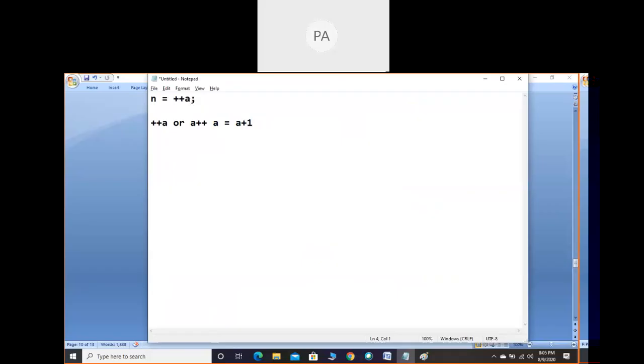Now again we will consider this n = ++a. Okay, so now I will explain in detail. See, now we have two types of operators. What are those? Equals to is one type of operator, ++ is another type of operator.